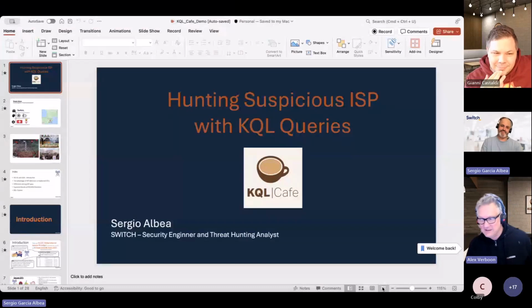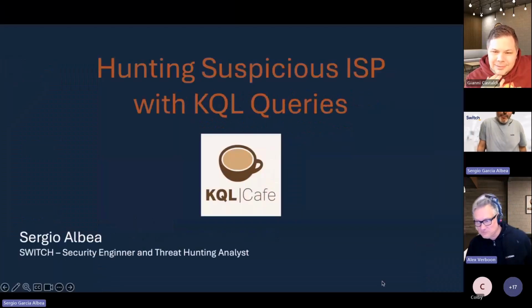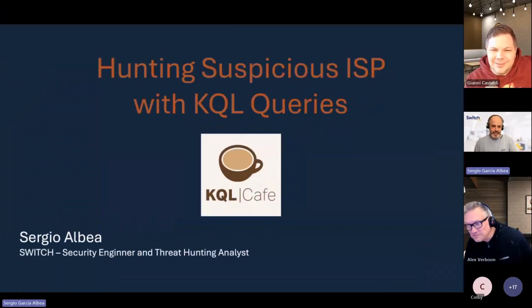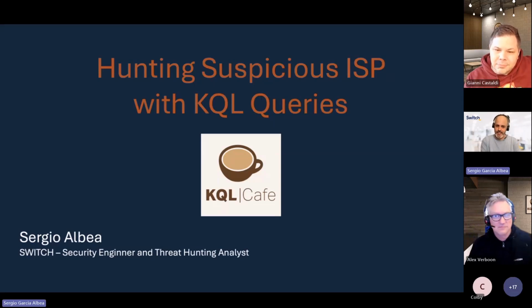Yeah. Perfect. So hello, everyone. From my side, I would like to talk about how to detect internet service providers that look suspicious with KQL queries. And why internet service providers? I will give you a bit of context, the reason behind.